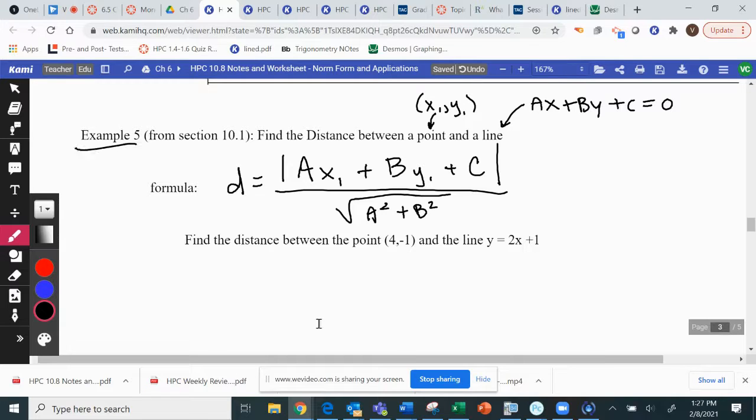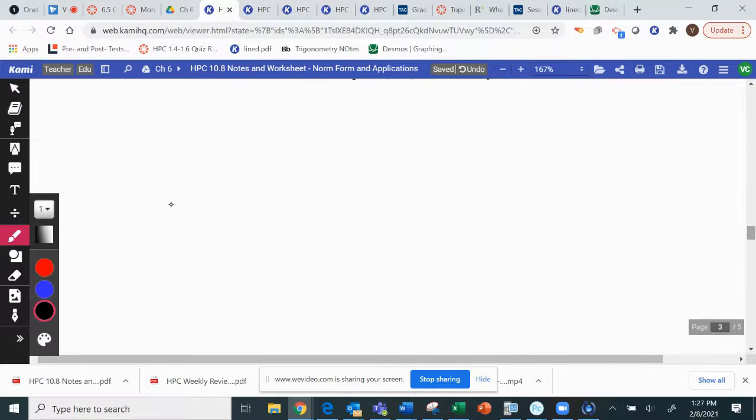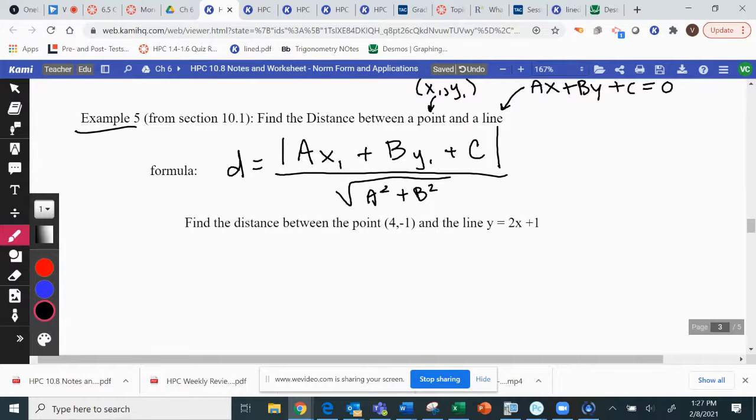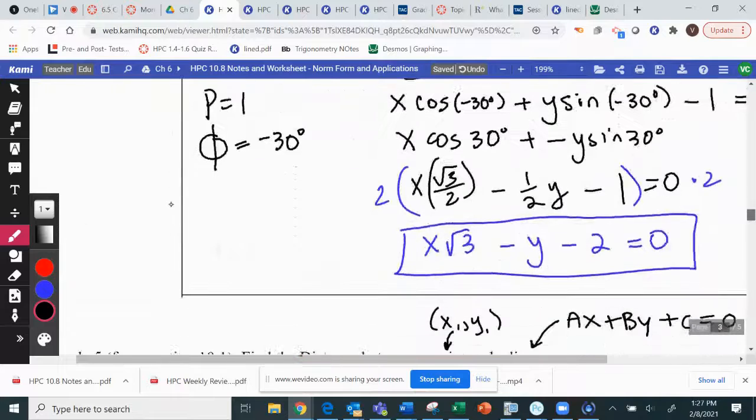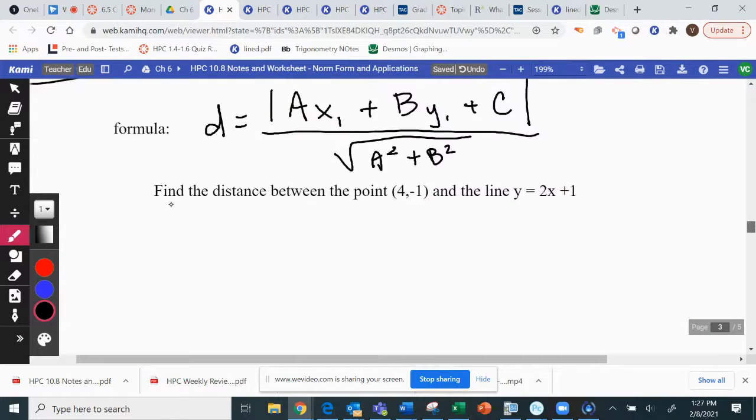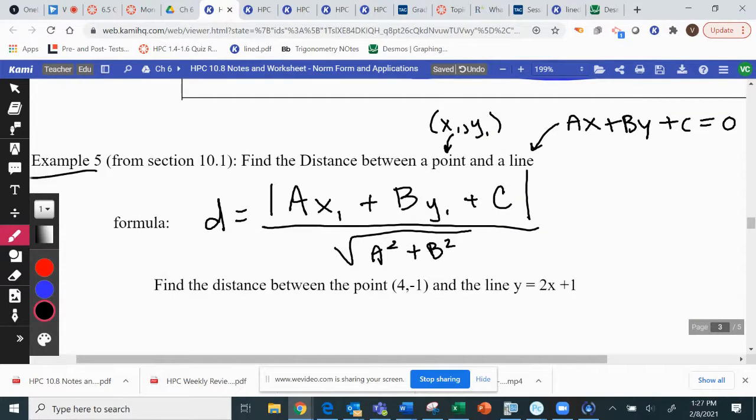So here's our example 5. Find the distance between the point (4, -1) and the line y equals 2x plus 1. The first thing I'm going to do is look to see that we have a point. We do. Check. That's our x1, y1. Do we have an equation of a line? Sort of. We do, but it's not in the form that I would like it to be in. So I better change that form.